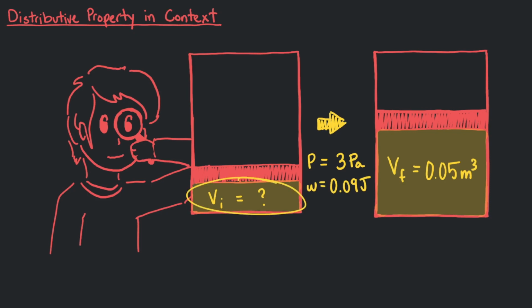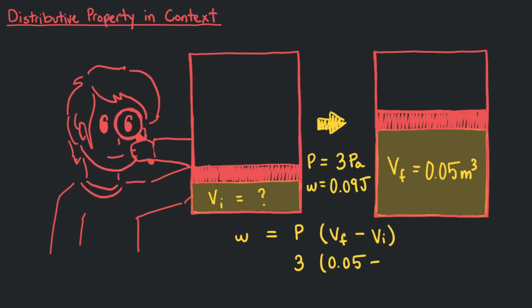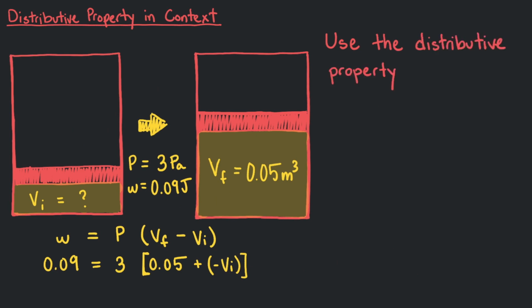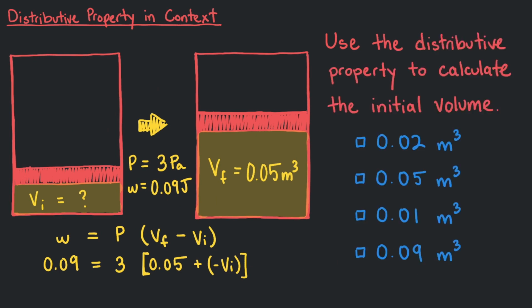gas? The work of the gas is found by multiplying the pressure by the change in volume. We can replace the pressure in the equation for 3 pascals and multiply this by the change in volume, 0.05 cubic meters minus Vi. All this equals 0.09 joules. We will rewrite this equation as 3 times 0.05 plus negative Vi equals 0.09 to keep track of the negative signs. Use the distributive property to calculate the initial volume.